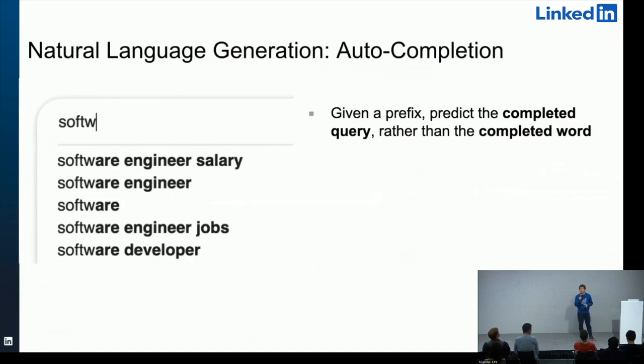So I believe everyone has used autocomplete before. Just one caveat. The definition of autocomplete is, given a prefix, you need to predict the completed query rather than just predicting the completed word. In this example, the prefix is SOFTW. So the completed word is software, but apparently the users are much more interested in the software engineer salary. So you should complete the query. You should suggest the first query rather than the third one.